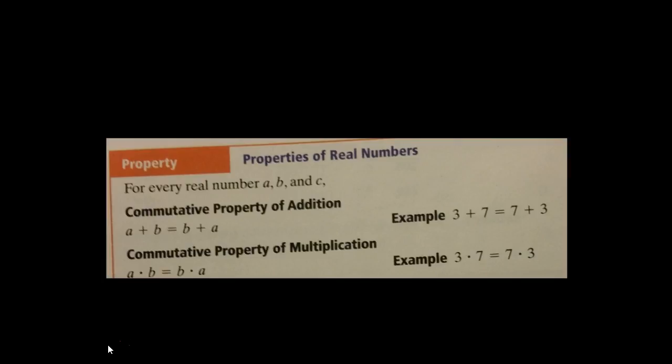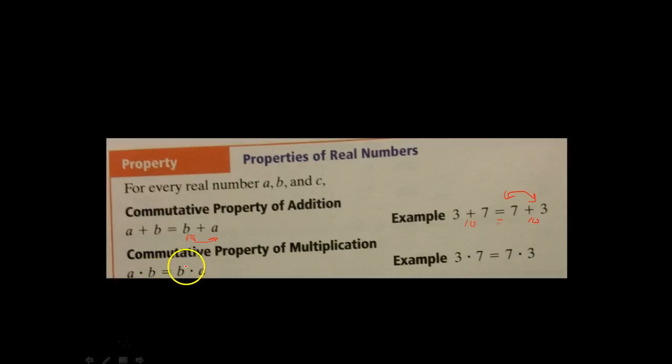First one is commutative property of addition and of multiplication. The whole concept behind commutative is that you move the order that these are in. So you can notice here a plus b is the same as b plus a. All that was done is that these were flipped around. 3 plus 7 or 7 plus 3. This is going to get you 10, and this is still going to get you 10. So therefore they're equal.